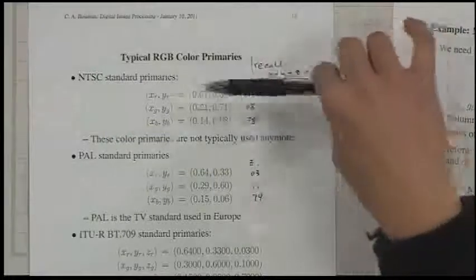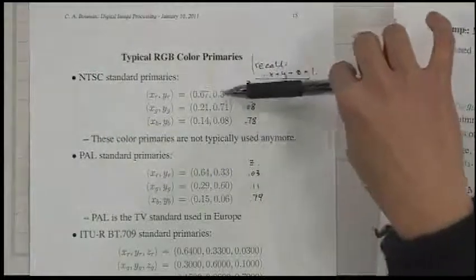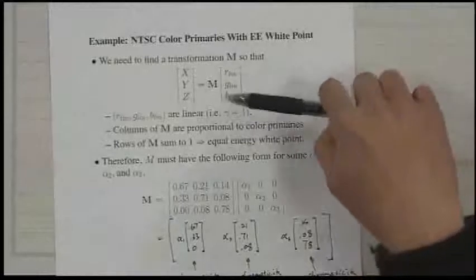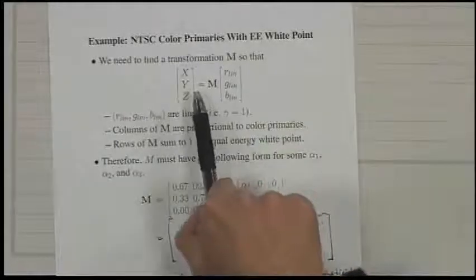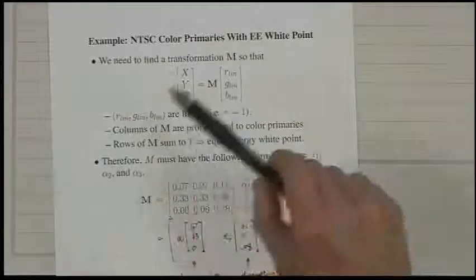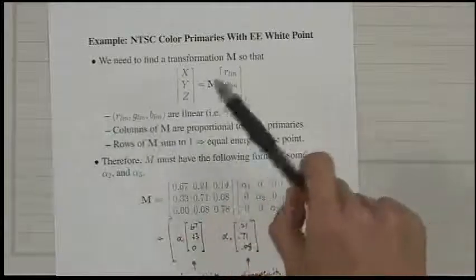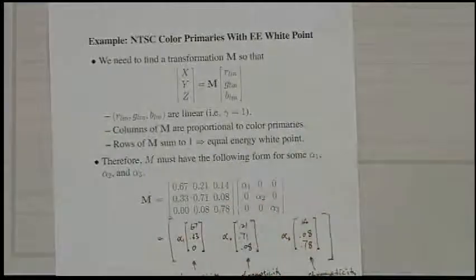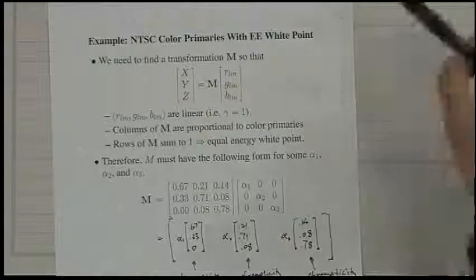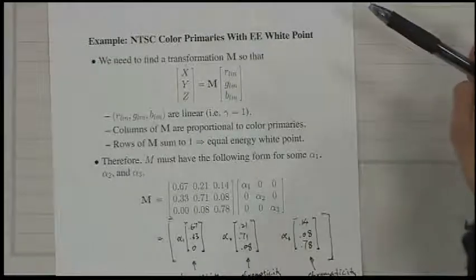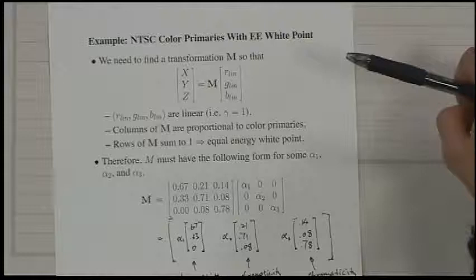The chromaticity is 0.67, 0.33, and 0. So what we would expect is that if you put 1, 0, 0 here, the left-hand side should be a constant times the vector 0.67, 0.33, 0, which is the chromaticity of the red primary. Do you understand what I mean? Is it clear? Okay.